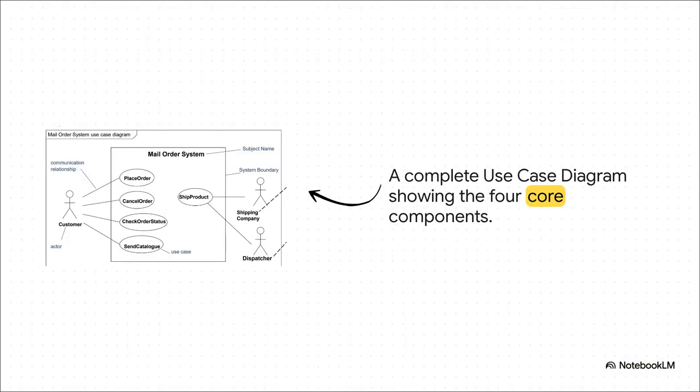Before we break everything down piece by piece, let's just take a look at a complete diagram. This one's for a mail order system. You can see all 4 core components right here. We've got the system boundary, which is that big box. We have the actors, those stick figures outside, the use cases, or the ovals inside, and of course the lines connecting them, which are the relationships. Now let's dig into what each of these actually is.